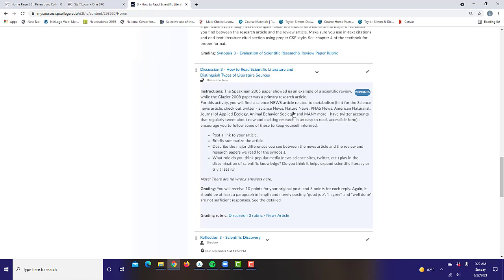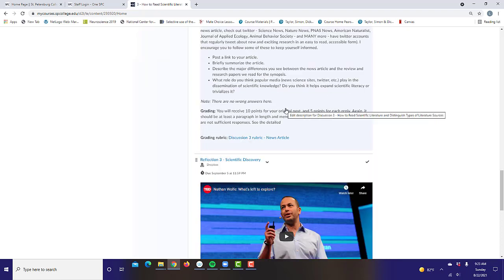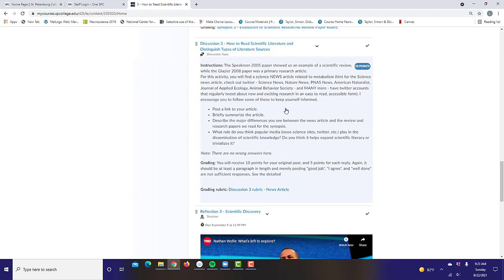What kinds of things do we see in a news article versus a research paper or a review paper? You will post that, and then you'll also get points for replying to 2 other people. So that is your discussion for the week. And remember, discussions, your initial post will be due on Friday, and then your reply will be due on Sunday.